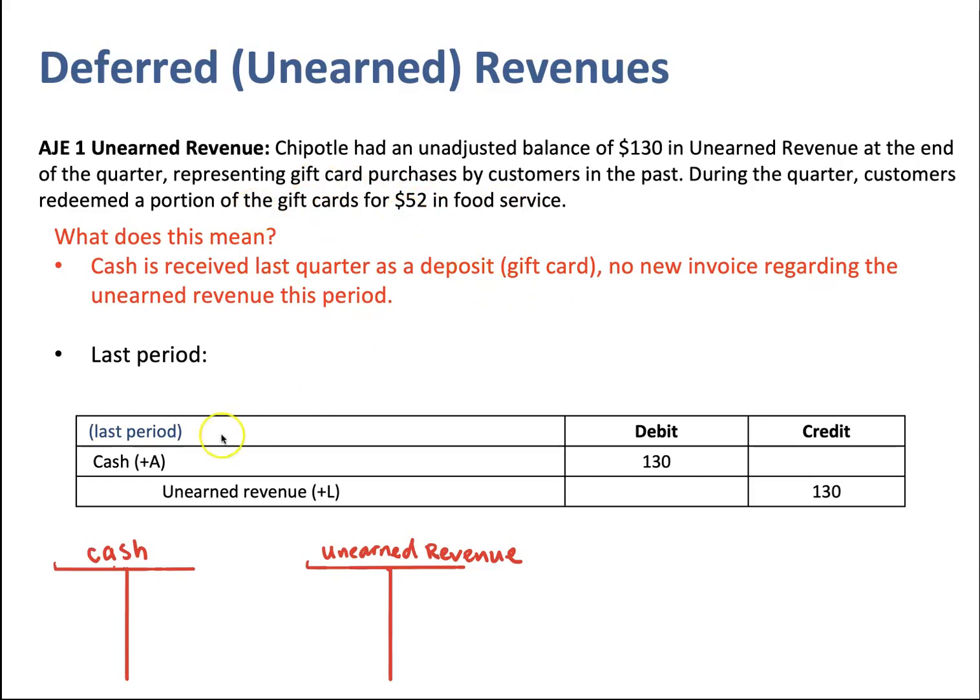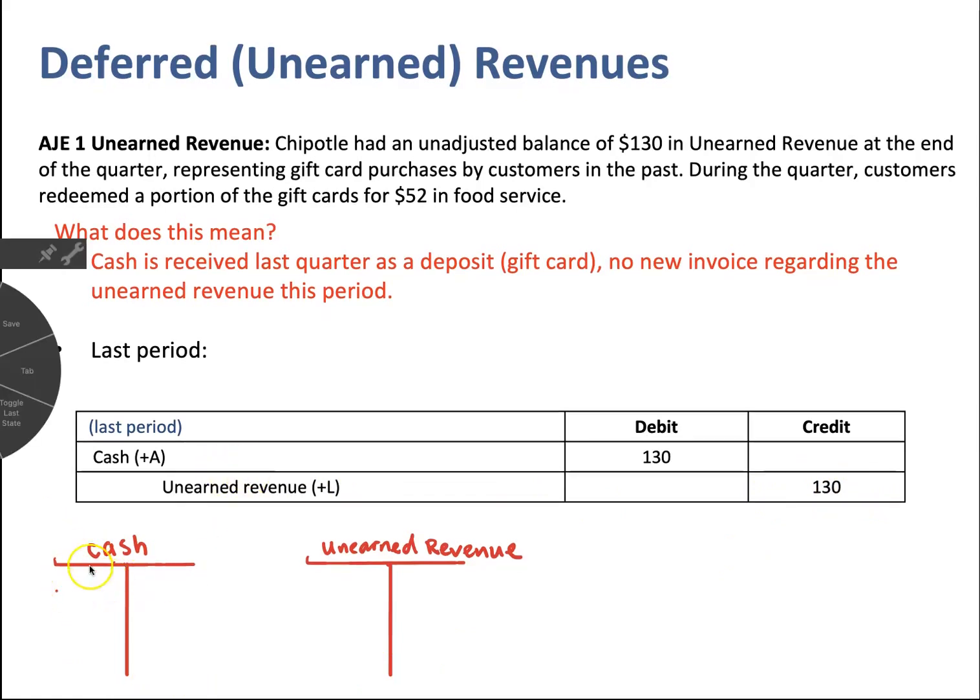So cash is received in the previous period. If I'm looking at the previous period, our company received cash of $130, and unearned revenue, which means the liability to provide service in the future, is $130 on the credit side. So this is the effect of transactions from the last period. If I were to post this entry to my T accounts, I increase cash for 130, right?